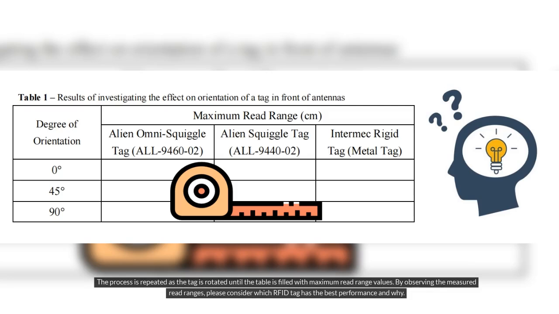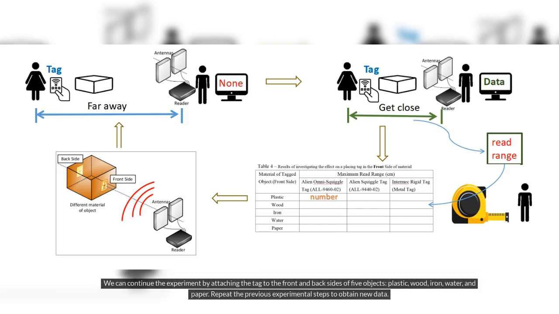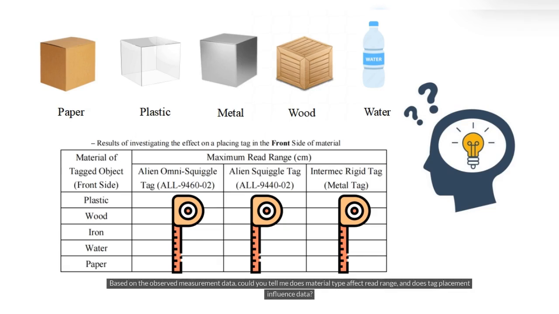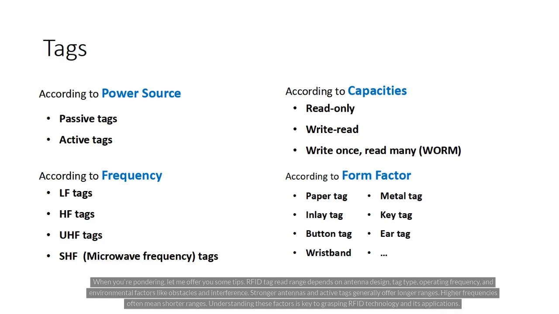By observing the measured read ranges, please consider which RFID tag has the best performance and why. We can continue the experiment by attaching the tag to the front and back sides of 5 objects: plastic, wood, iron, water, and paper. Repeat the previous experimental steps to obtain new data. Based on the observed measurement data, could you tell me, does material type affect read range, and does tag placement influence data? While you're pondering, let me offer you some tips.